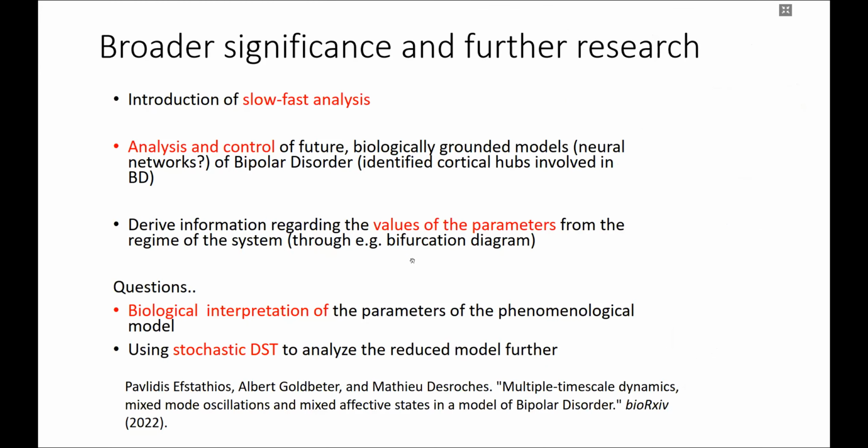I think this work is important because it introduces this set of mathematical tools to the neuropsychiatric community, and it could be used in the future for the analysis and control of more biologically plausible models of bipolar disorder. We could also derive information regarding the values of the parameters from the regime of the system. But also open questions still remain regarding the biological interpretation of the parameters of the phenomenological model and what would be the benefits of using stochastic dynamical systems theory to analyze the reduced model further.